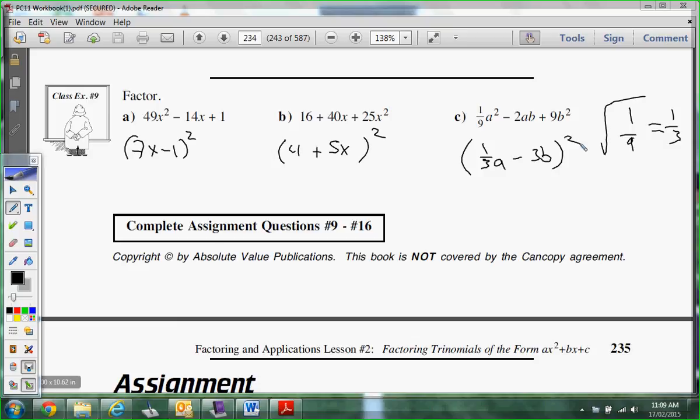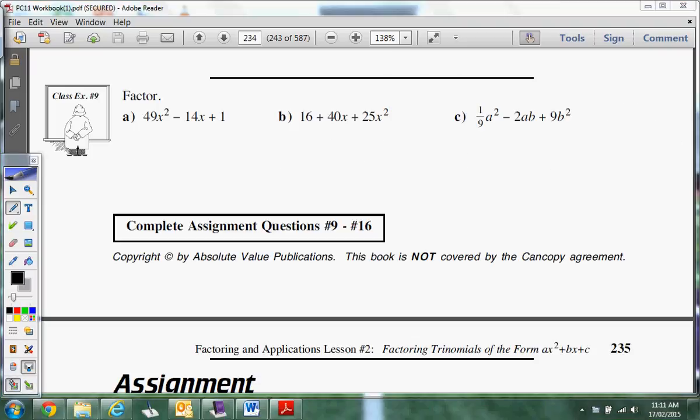And then b squared. Now let's test the middle. What's 1/3 of 3? Somebody say it? Yeah, it's -1. So it's a negative, you're right. It's 1. Times that by 2, -2. So it's good. Okay? All right, and that is it for today.